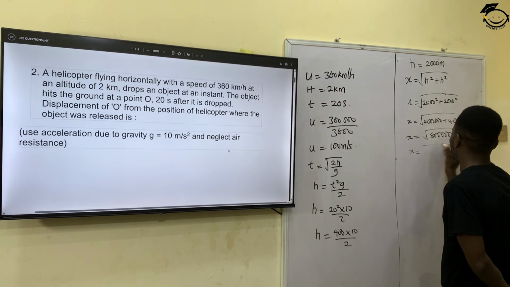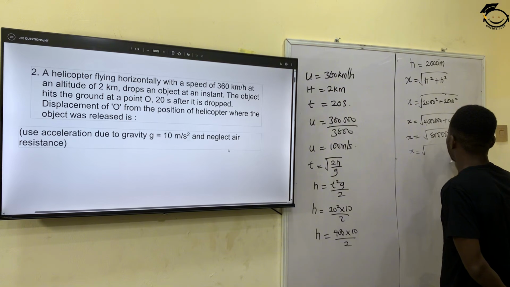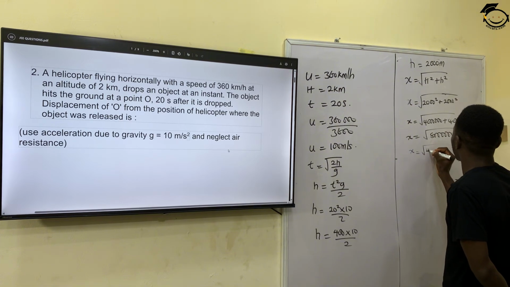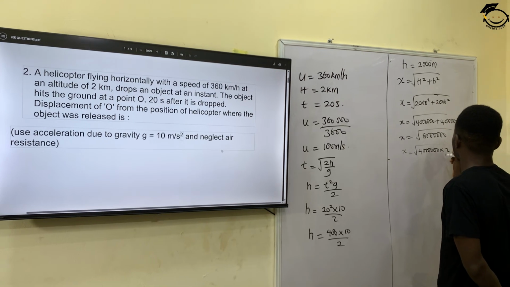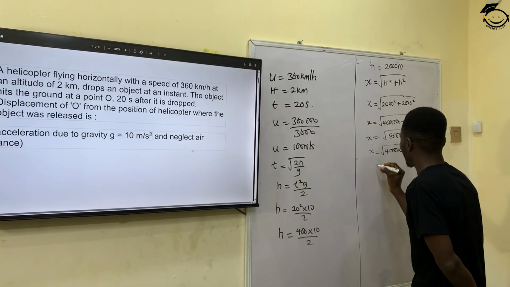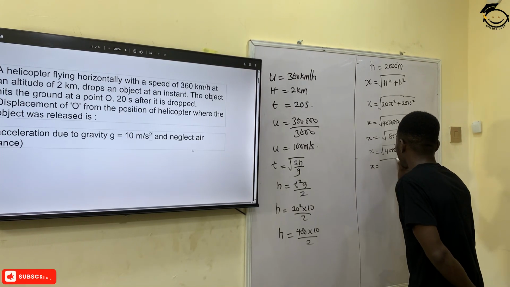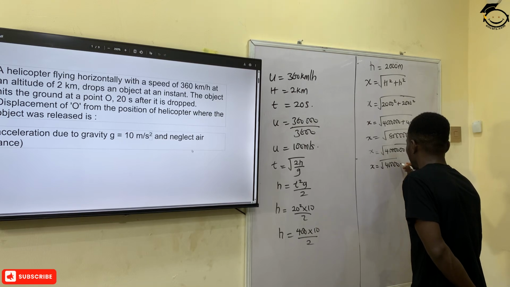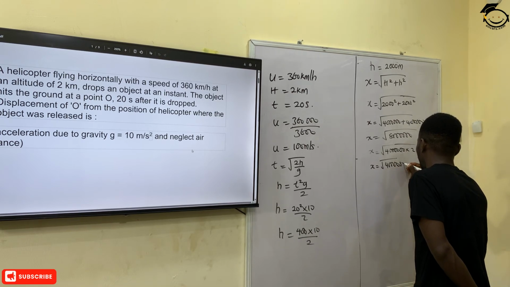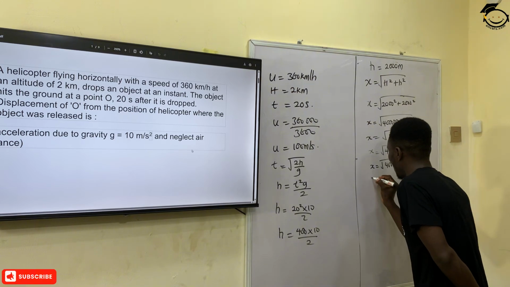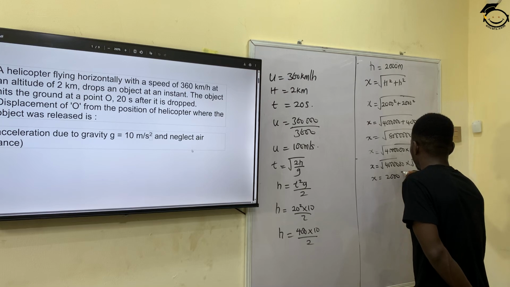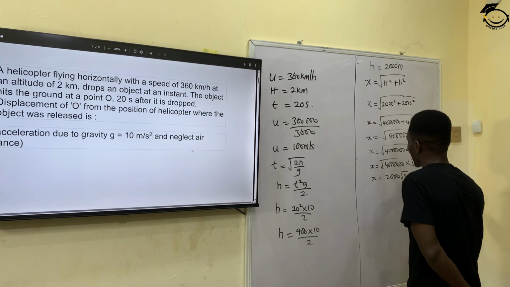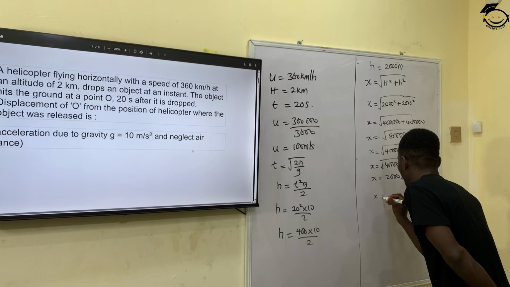This is the same as having the square root of 4 million times 2. So it means this will give me the square root of 4 million times the square root of 2, and that will give me 2,000 root 2 meters.